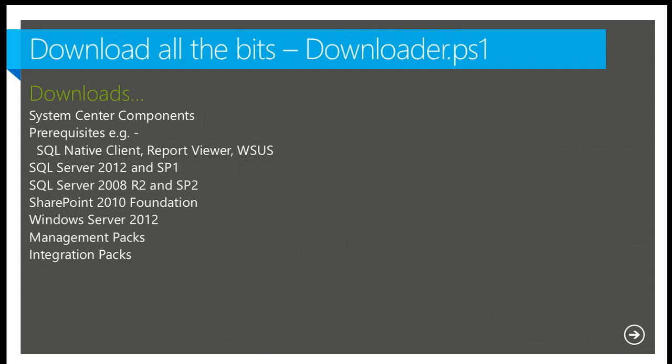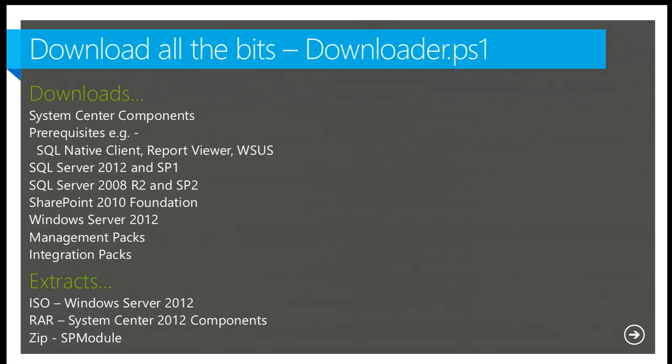It gets the evaluation versions of the System Center components, and I'll explain evaluation versus license a little bit later on. It gets all the prerequisites. It downloads evaluation versions of both SQL 2012 and 2008 R2. It gets the SharePoint Foundation edition if you're installing Service Manager. It actually gets an eval version of Windows Server as well, because a lot of these components need .NET 3.5.1, which is on the external media for Windows Server, not included in the installation itself. It downloads a few management packs. Actually, they're only the ones that are needed for integration, and then it also downloads the integration packs for Orchestrator.